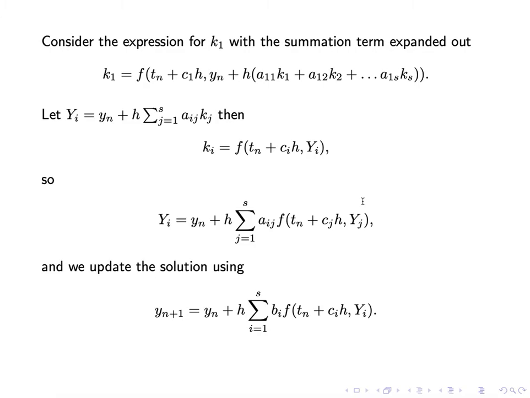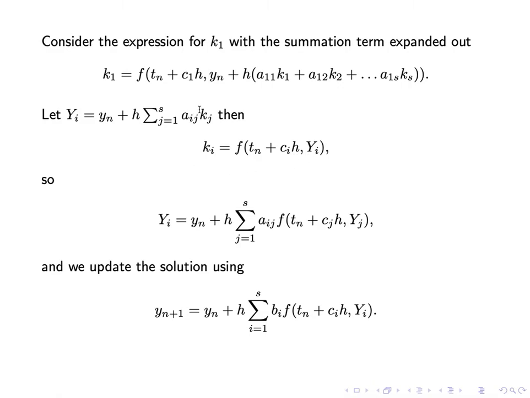Now if we consider the expression for K1 to start with, and I've expanded out the summation, what we're going to do is some form of simplification. So I'm going to let big Yi be the second argument in f of t, y. So it's all of this I've highlighted here. I'm going to say let big Yi be equal to that. Then our stage value Ki is equal to our function f of tn plus ci h, and we just have a single value Yi as the second argument.